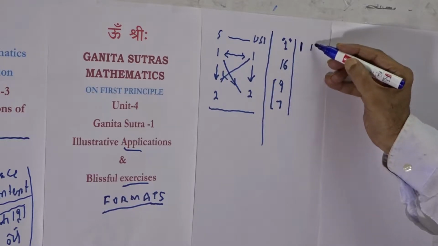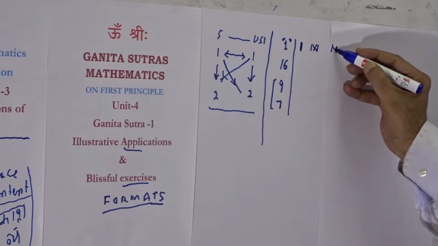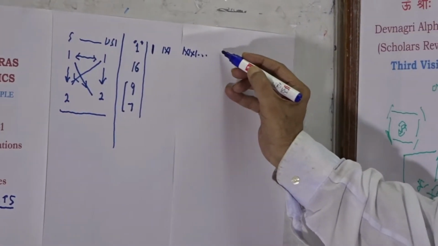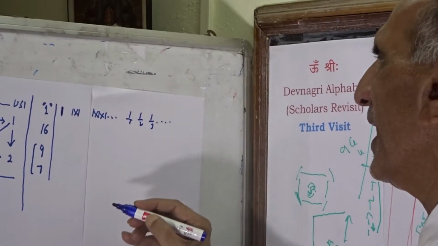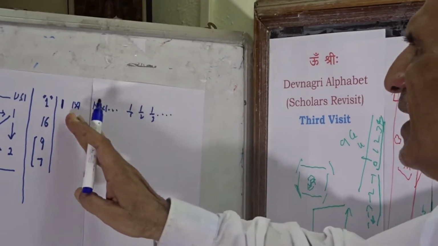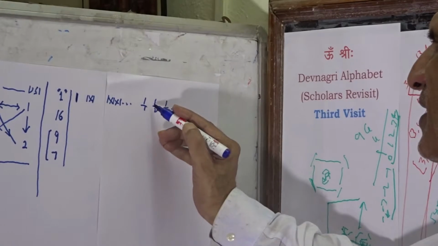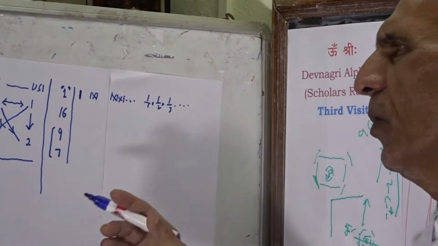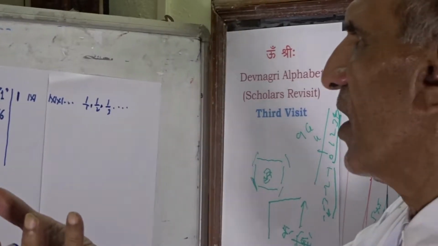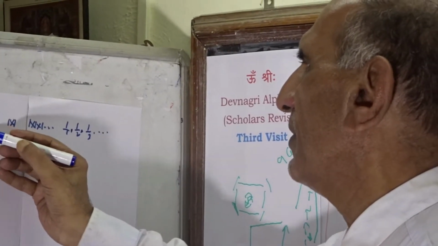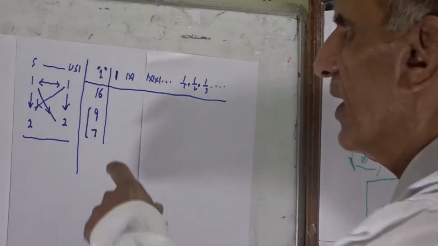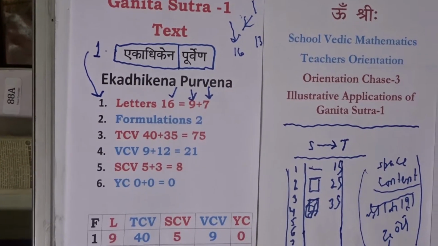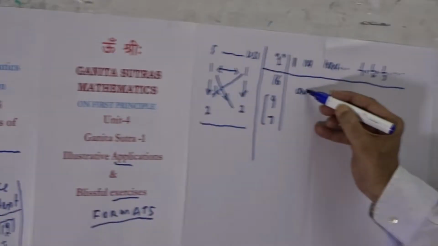It will be 1, it can be 1 cross 1, it can be 1 cross 1 cross 1 and so on. It can be 1 over 1, 1 over 2, 1 over 3, and so on. In many ways we see the value 1 manifesting itself, expressing itself, and therefore a whole range of features and formats will emerge when we focus upon value 1, particularly when we approach it in terms of the working rule of Ekadhikena Purvena, which is 1 more than before.